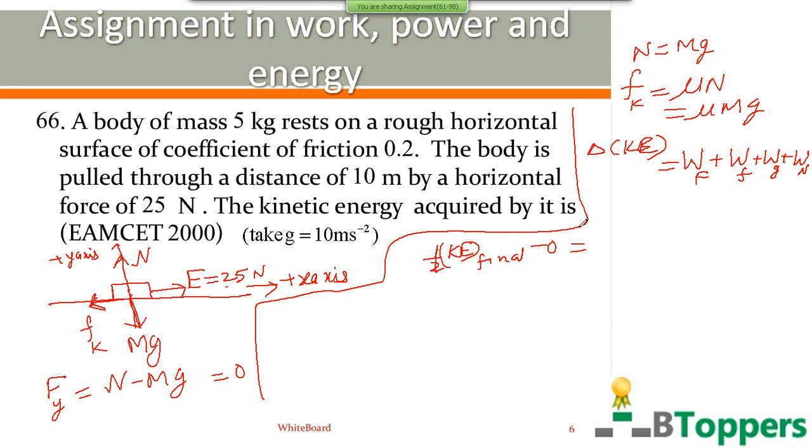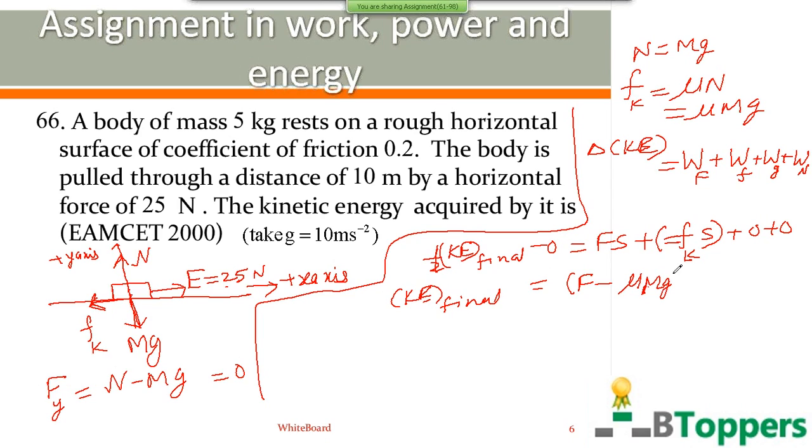Work done by the constant force applied on the body in the direction of motion will be given by F into S, because the force acts in the direction of the displacement. Work done by the force of friction you can write as minus Fk into S, because the force of kinetic friction acts opposite to the direction of displacement of the body. Work done by the gravitational force is 0 because the gravitational force acts perpendicular to displacement. In the same way, work done by the normal force is 0. Therefore, the final kinetic energy of the body can be written as F minus Fk, which is F minus mu mg, into S.